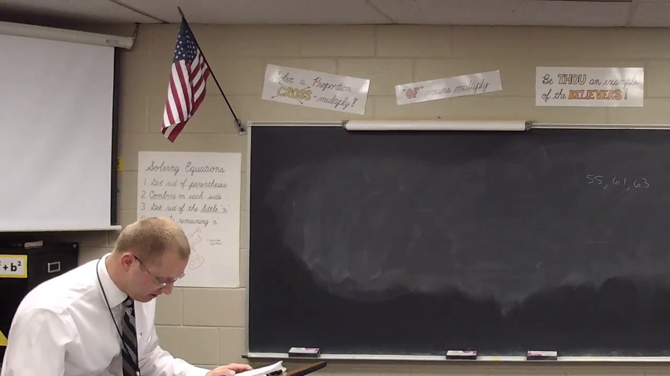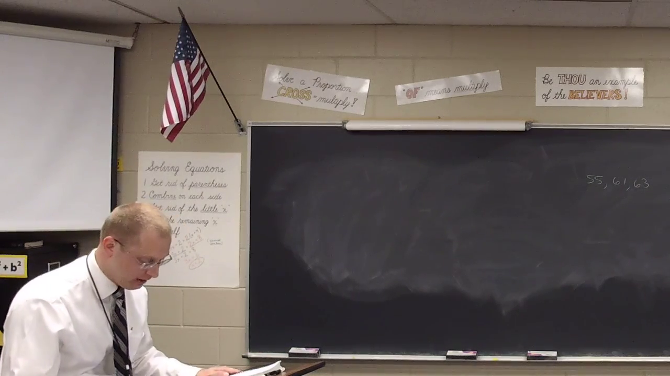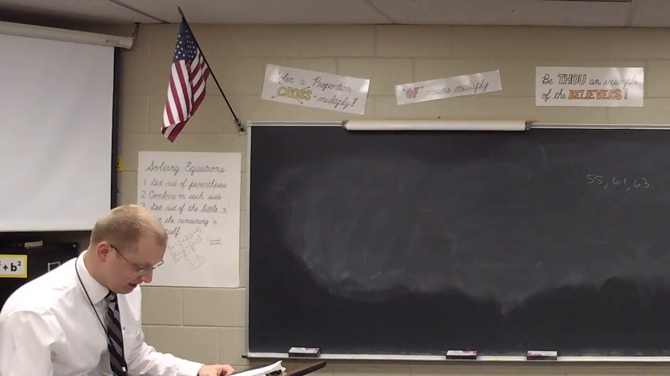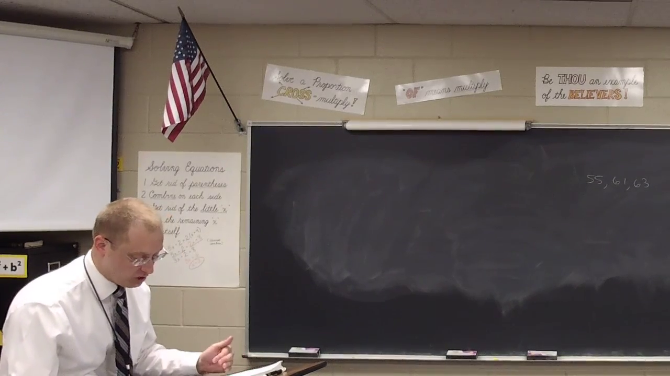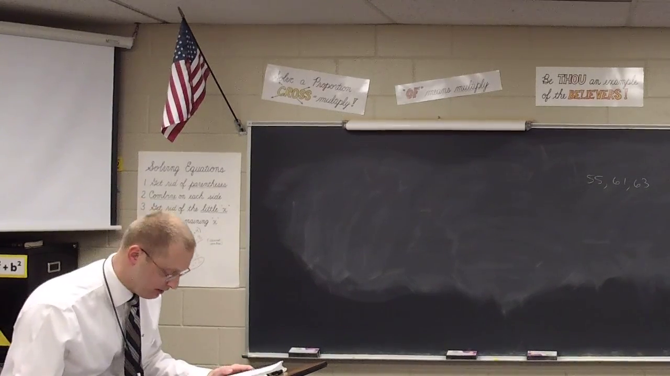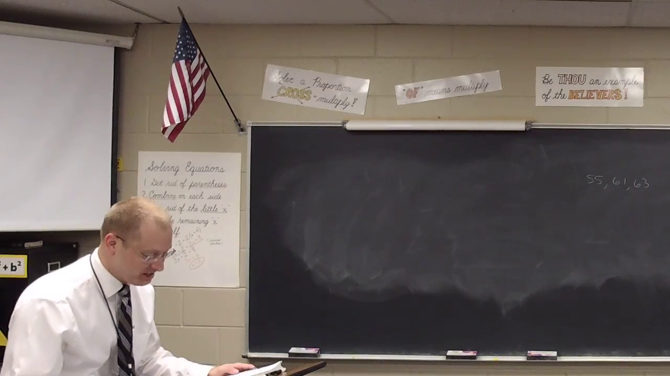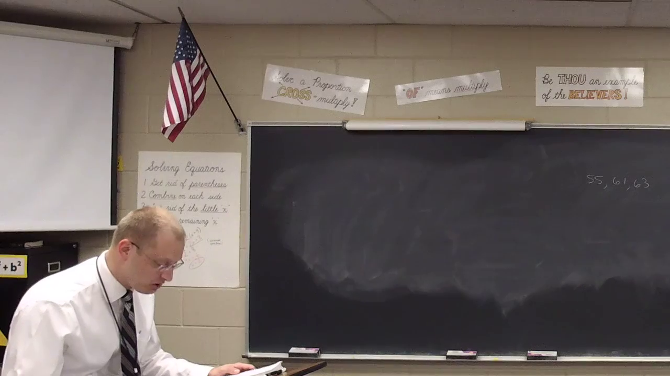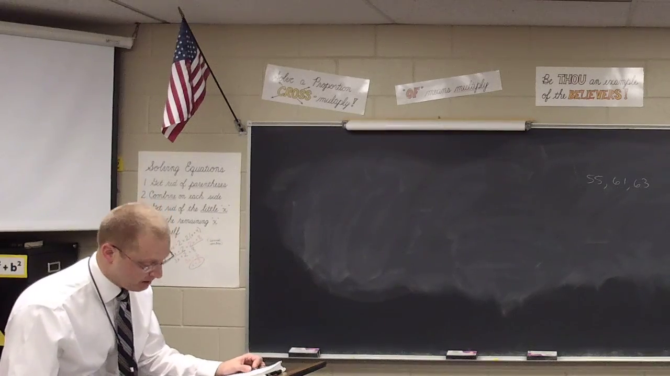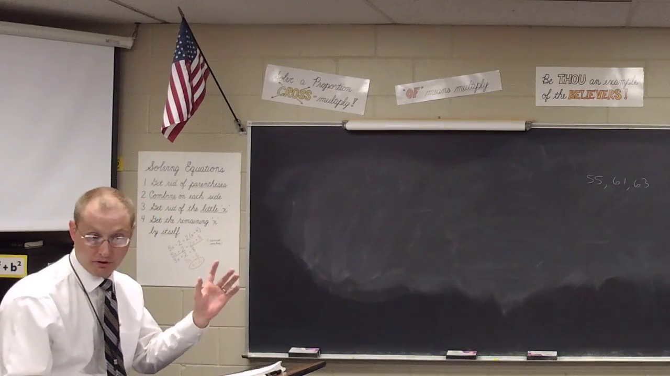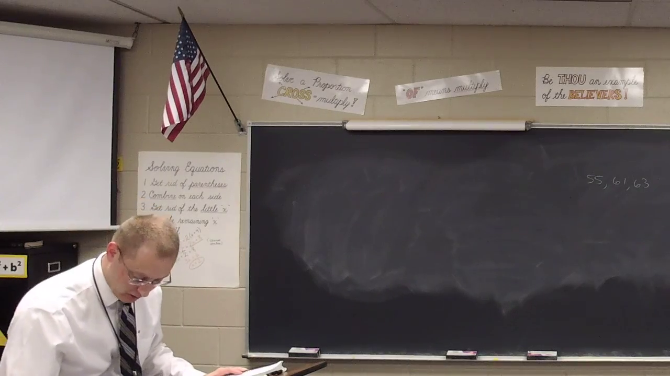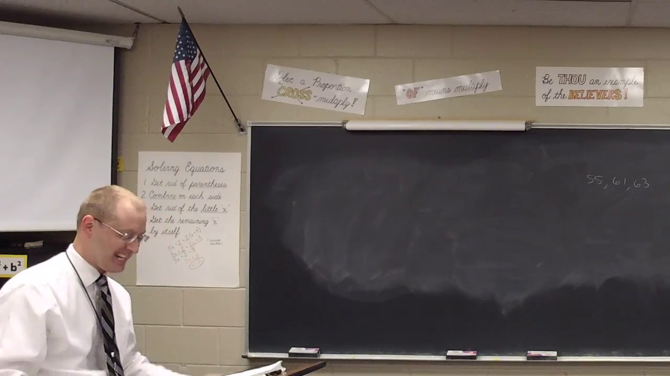Cosine should be negative 84 over 205. Tangent should be positive 187 over 84. Cotangent, positive 84 over 187. Secant should be negative 205 over 84, and the cosecant negative 205 over 187. How many got all 5 answers correct on 55? Excellent. Let's take a look at number 61, which was the next one.